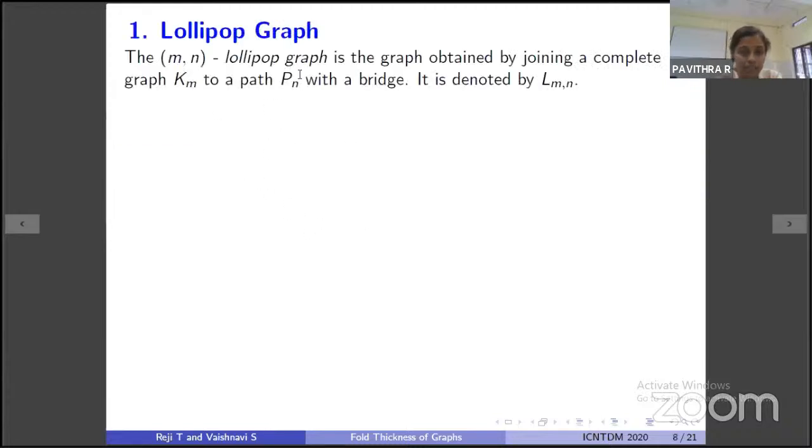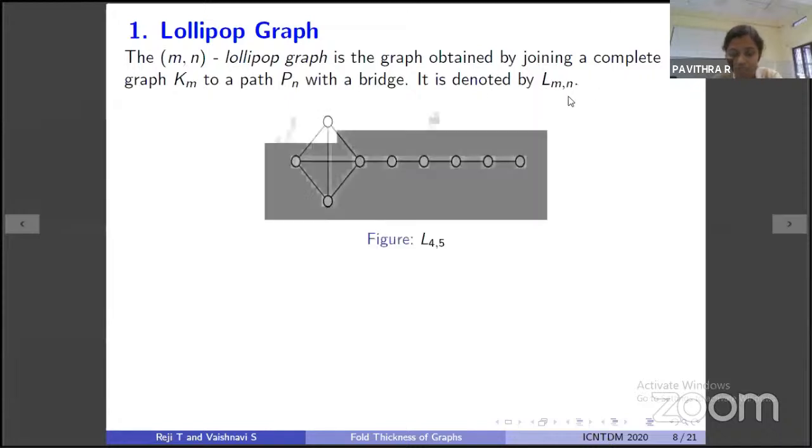First, we will discuss the fold thickness of the lollipop graph. The lollipop graph is the graph obtained by joining a complete graph Km to a path graph Pn with a bridge. This graph is denoted by L(m,n). I will show an example. This is the lollipop graph L(4,5).